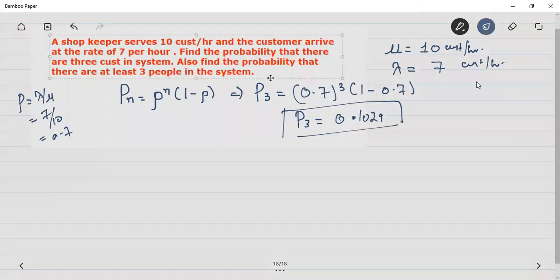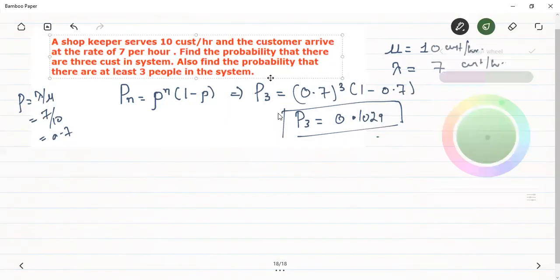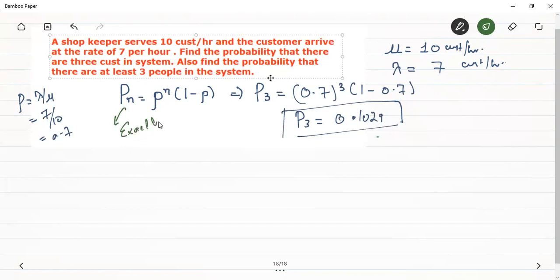Okay, ये formula किसके लिए है? This formula is for exactly n number of customers. Okay, find the probability that there are exactly 3. 3 तो बराबर क्या probability है that there are 3 people in the system.